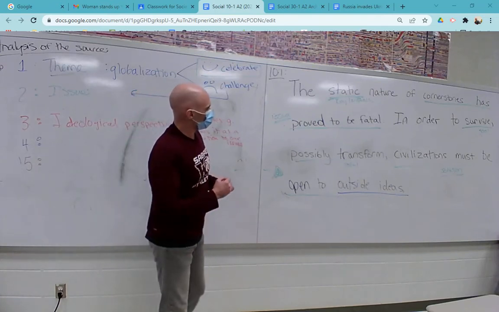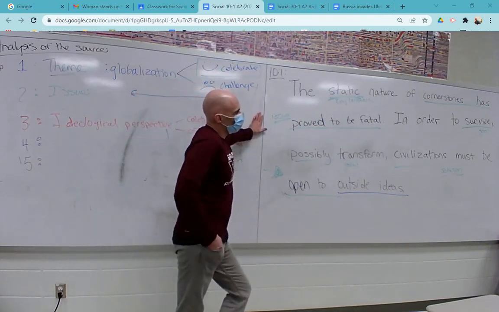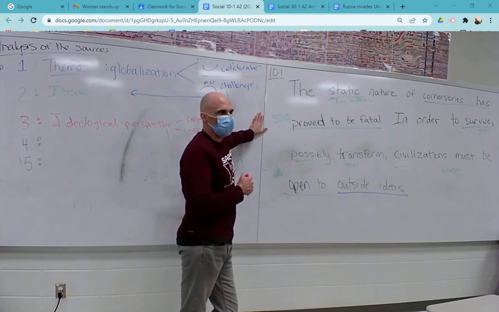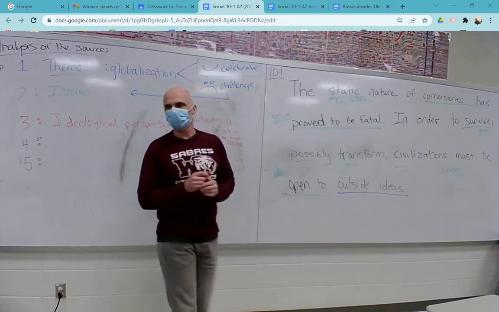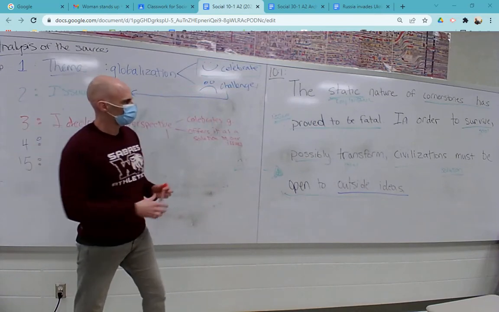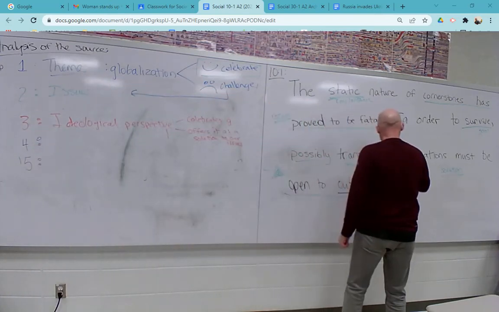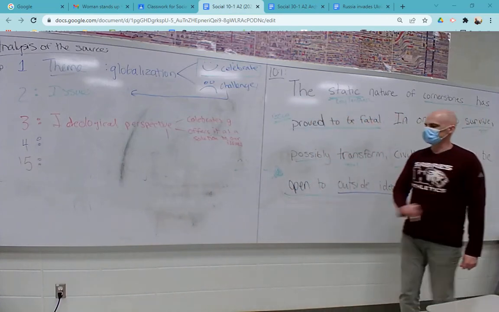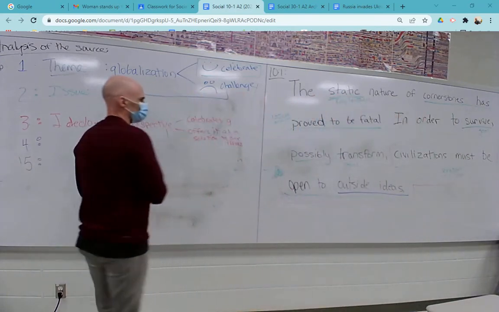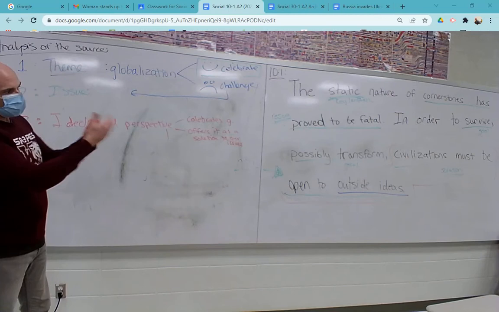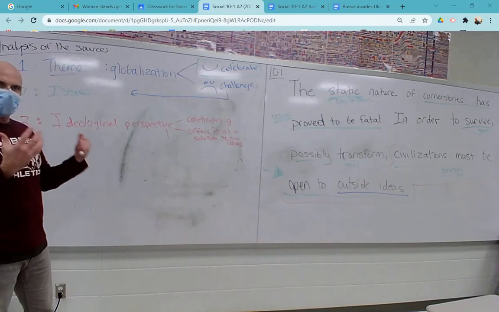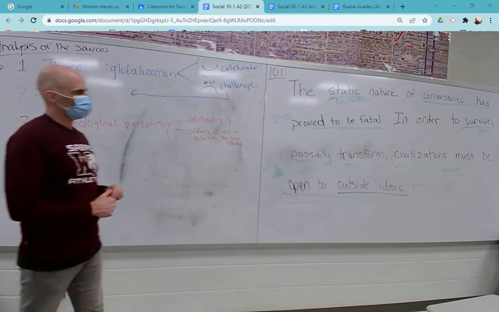The static nature of cornerstones is proved to be fatal. In order to survive and possibly transform, civilizations must be open to outside ideas. It's okay to be wrong. Yes? Yeah, here we go. That is key to the ideological perspective. So you can see we've got green and blue and red, all of that key phrase at the bottom. We need to unpack this phrase, right?